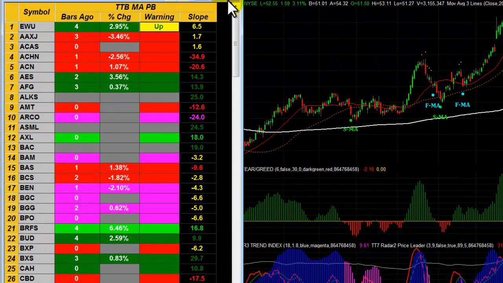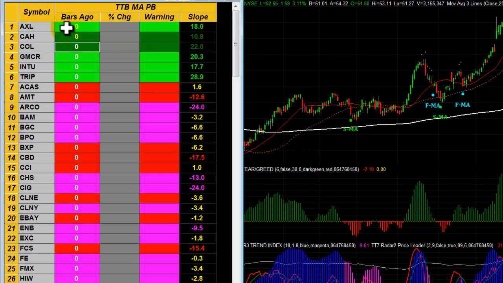So let's see if we can find something recent. These zeros mean that the signal happened on the most recent bar, and I have them color coded so that a pullback to the fast moving average is light green and a pullback to the slow moving average is dark green. A bearish pullback to the slow moving average is red, and a bearish pullback to the fast moving average is this pink color. So you can see we have a few bullish.